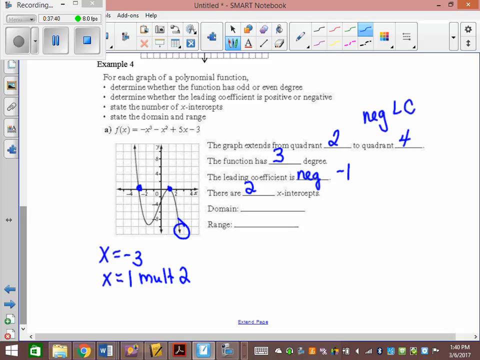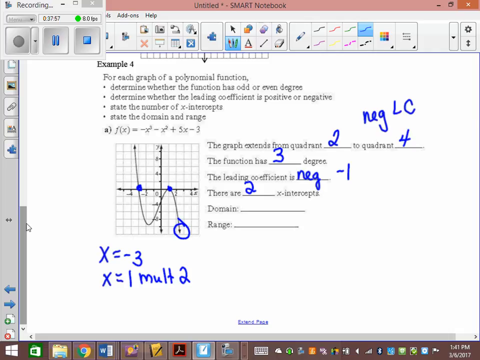X minus 1? Like if you were to factor it out, you could do x minus 1, you mean? Yeah. Squaring it? Yeah, as a factor. Yeah. I get what you're saying.